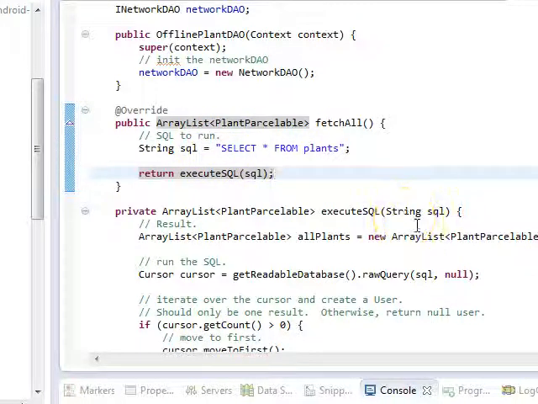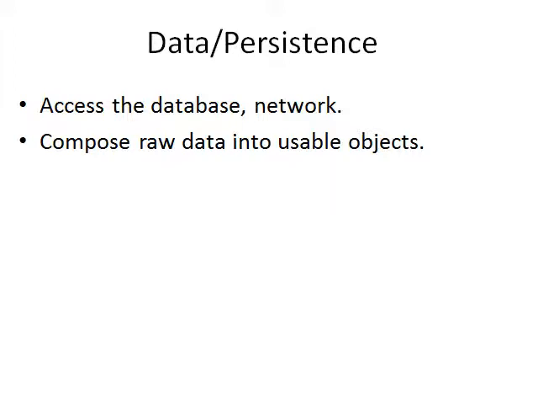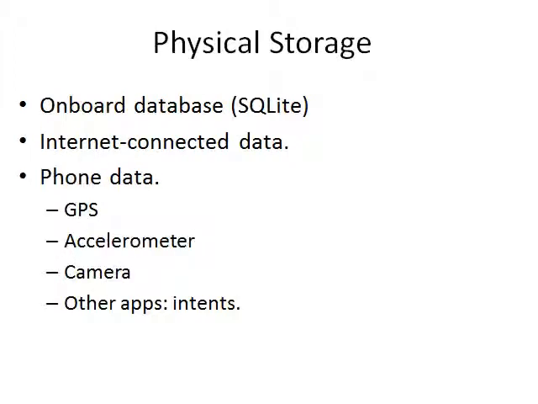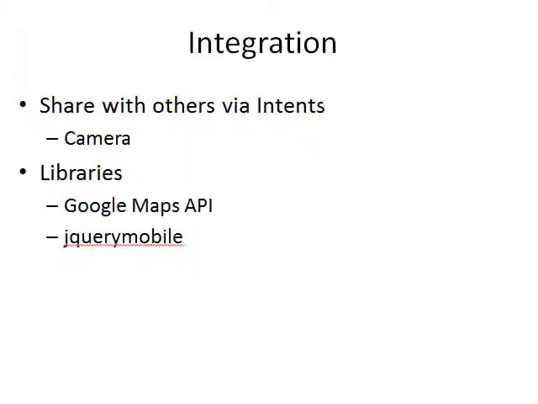Okay, so the data layer, the persistence layer, is interacting with data. That might be local data, which is on board the phone, or remote data, which is accessible over a website. Okay, physical storage would be something like the onboard database itself or the phone data. So many times, when we're talking about data, we're talking about accessing physical storage somewhere. So online database, internet connected data, or phone provided data. And like I said, the real magic is being able to find where you can mix data together to create information.